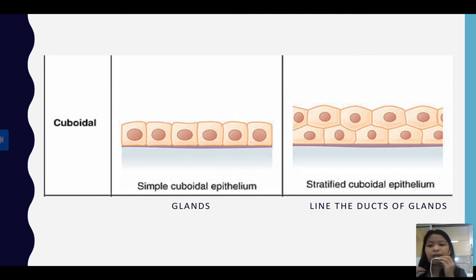So, saan ba yung mga glands na yon? So, the cuboidal cells have the capacity to produce and modify the glandular product. So, ano ba yon? Example is the sweat, oil, or milk.